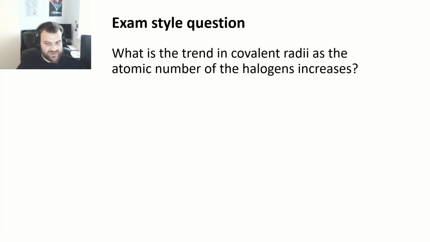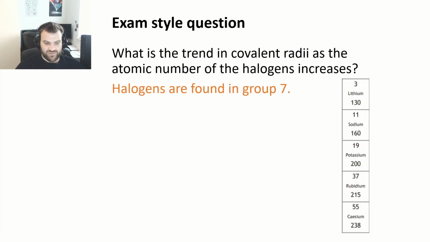We'll now look at some exam questions about covalent radii. The first one is just a simple, what is the trend in covalent radii as the atomic number of the halogens increases? What we'll need to know is that the halogens are group 7. We go to the correct page in the data booklet, and we can see that as we go down the group, the size increases. And for this one, we just have to state what the trend is.